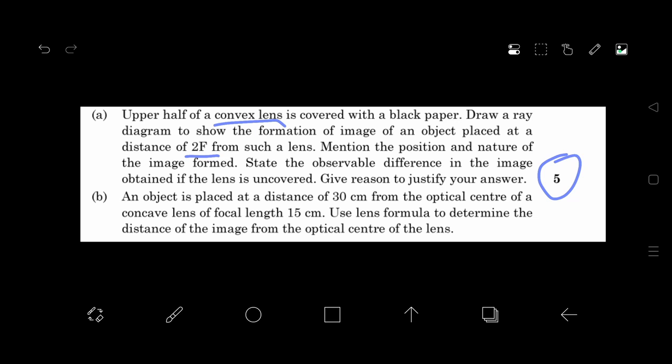State the observable difference in the image obtained if the lens is uncovered. Give reason to justify your answer. In this question, first we should draw a diagram to show the formation of image. And also we should mention the position and nature of the image formed. Then state the observable difference in the image formation when the lens is uncovered. Also we should give the reason to justify the answer.